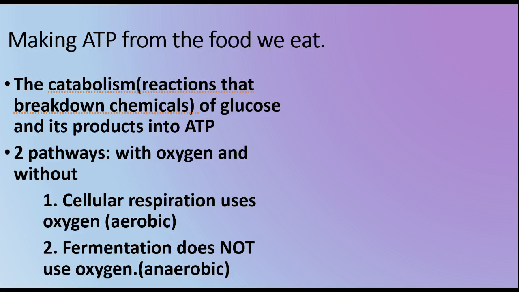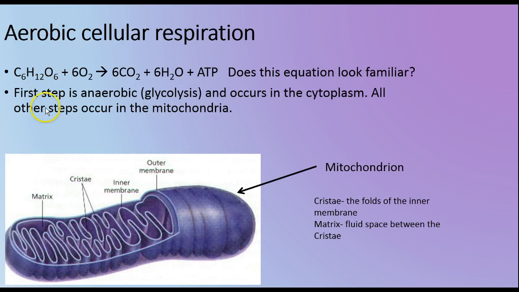Cellular respiration uses oxygen, so therefore it is aerobic respiration, and fermentation does not use oxygen, and therefore it's anaerobic respiration. The overall chemical equation shows that you take glucose and oxygen, you have to use the oxygen to catabolize the glucose, and that breaks down into 6 molecules of carbon dioxide, which are waste products, some water, and most importantly ATP. This is the entire reason that everybody does this.